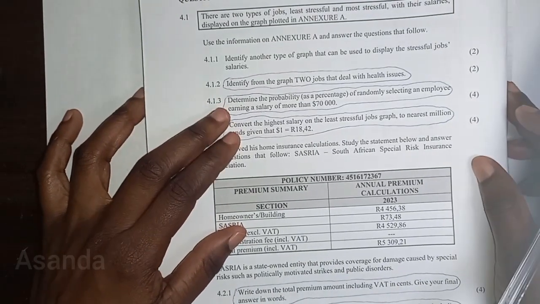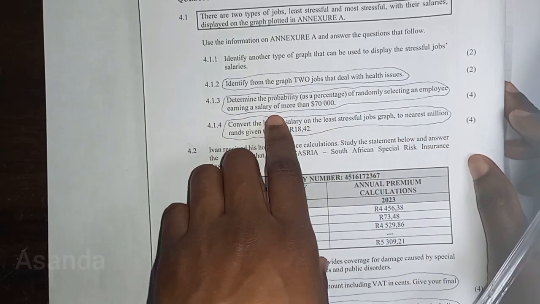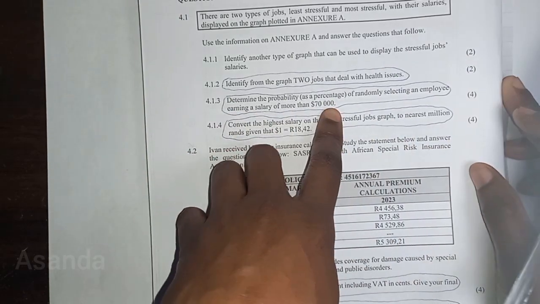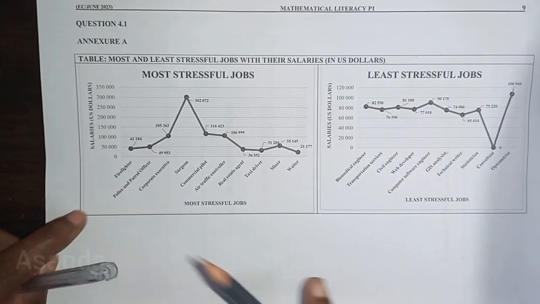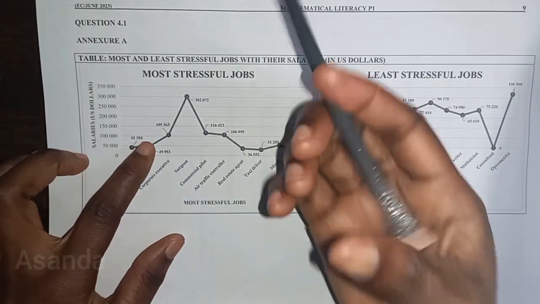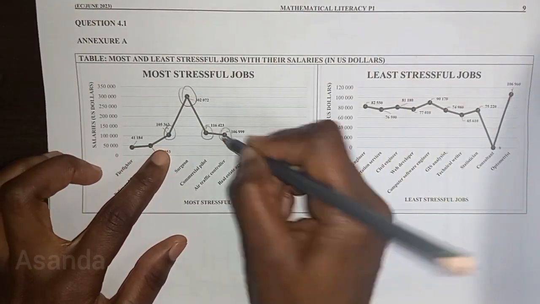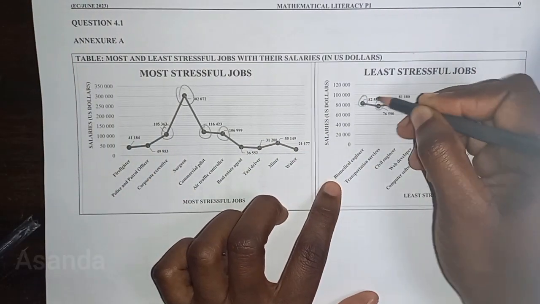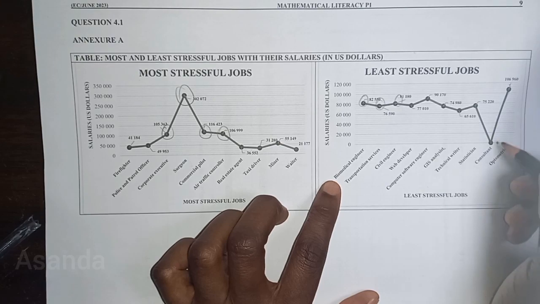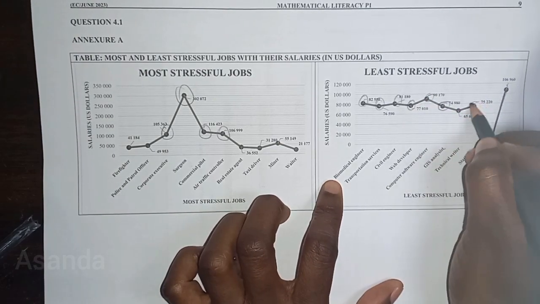Determine the probability as a percentage of randomly selecting an employee earning a salary more than $70,000. We're just going to go look for somebody who's earning more than $70,000 here. Which job is that? Okay, 41, more than 70, no. Okay. More than 70, more than 70, more than 70. Well, is everybody here? No, this one is not. So this one, this one, this one, this one, this one.